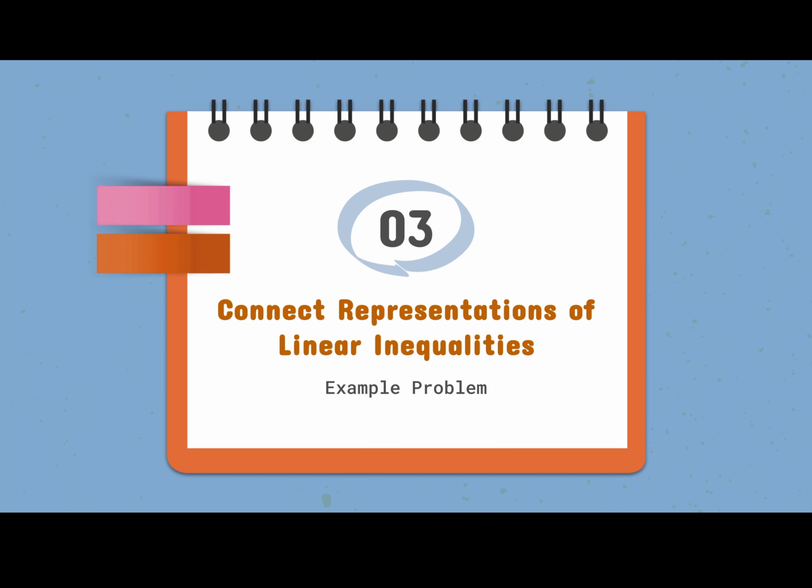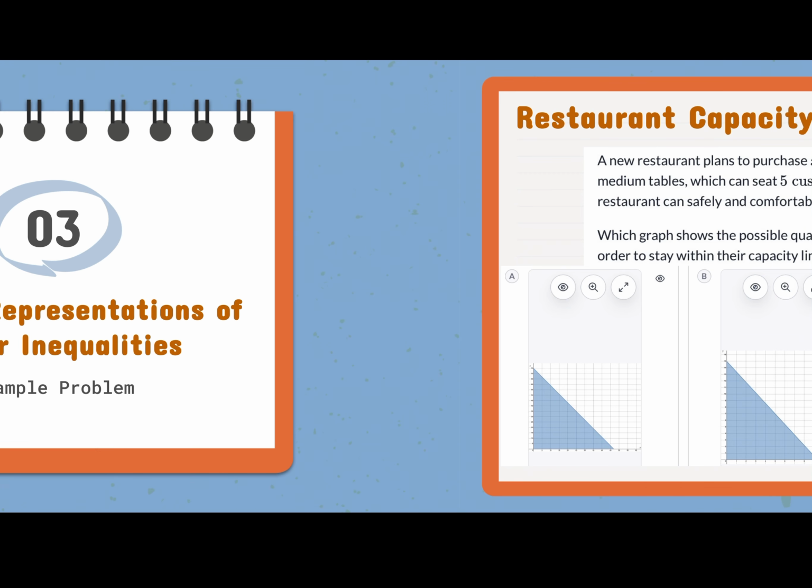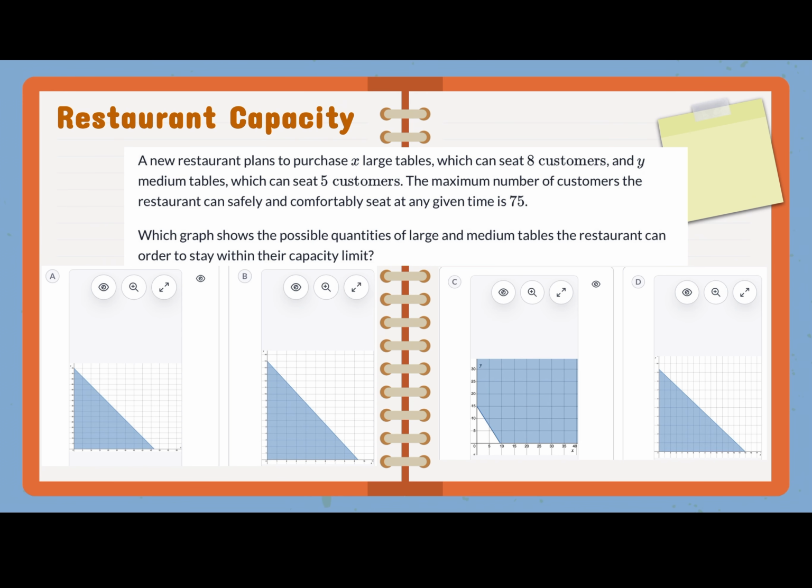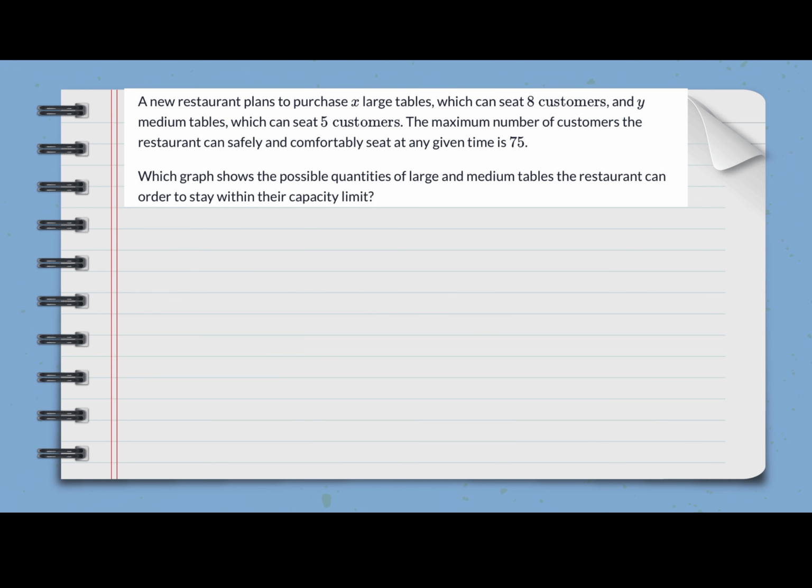For our third subtopic, we have connect representations of linear inequalities. Okay, we have a restaurant example, and we have a bunch of graphs. So a restaurant plans to purchase x tables, which seat 8 customers, and y tables, which seat 5. And the maximum number of customers they can fit is 75. So you might be a little confused on how to solve this, especially with all of these graphs looking somewhat similar. So how do you approach this problem?